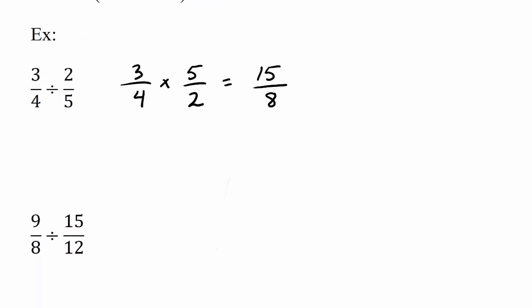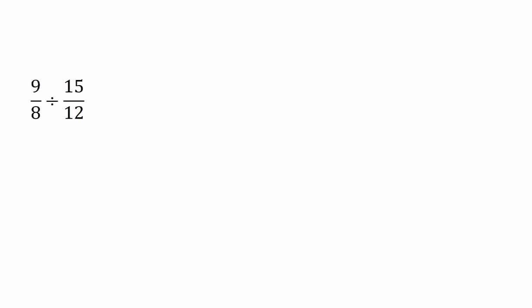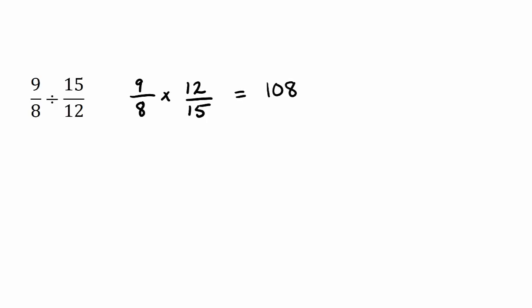Looking at my next example, 9 over 8 divided by 15 over 12. I'm going to copy down my first fraction, multiply by the reciprocal of my second fraction. I then am going to multiply numerators with numerators. So 9 times 12 is going to be 108. And 8 times 15 is going to be 120. I can quickly see that these are both even, so they're at least divisible by 2. I could also see that the sum of the digits in the numerator and denominator is a number that is divisible by 3. So these are also able to be divided by 3.